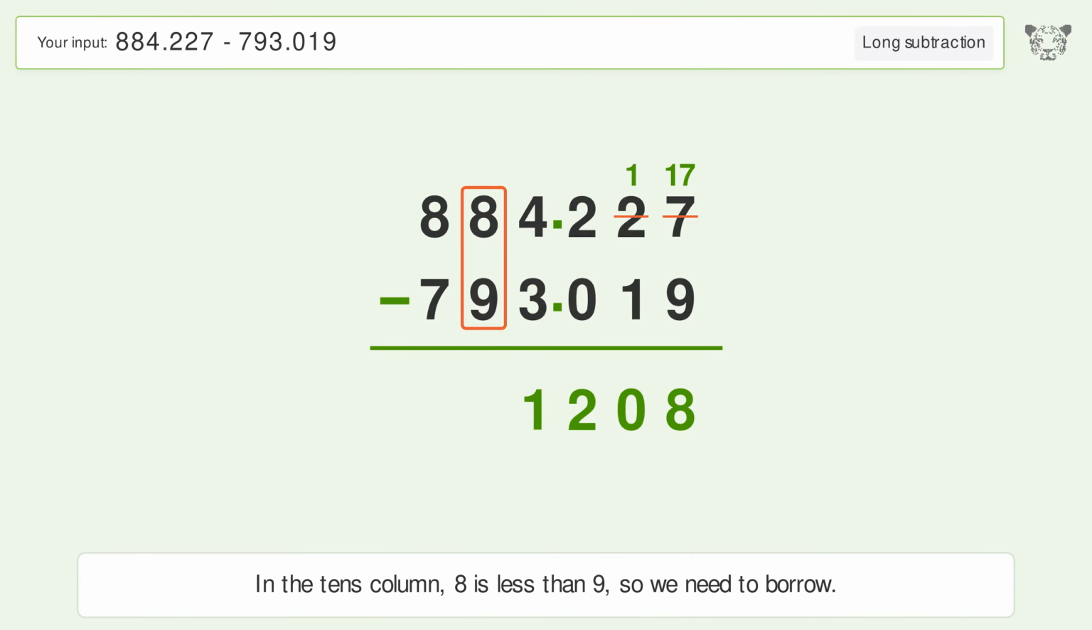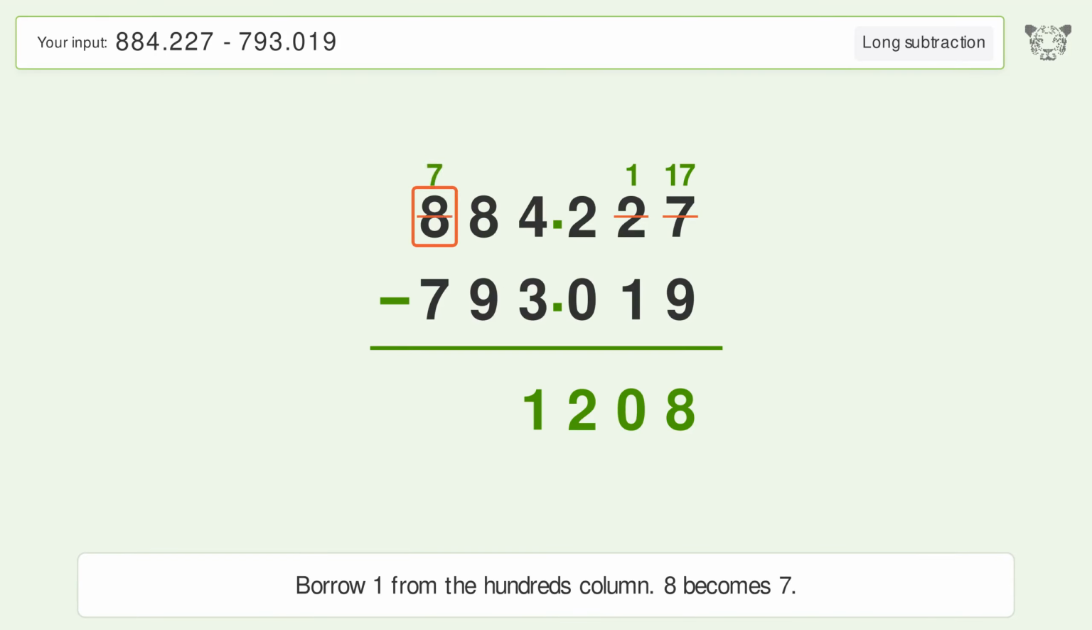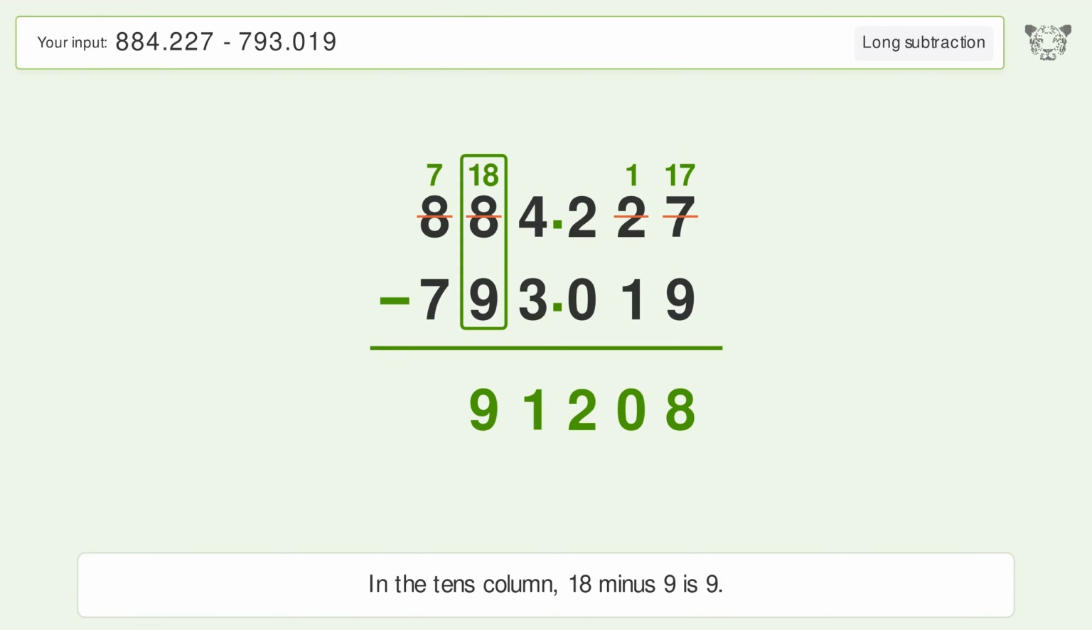In the tens column, 8 is less than 9, so we need to borrow. Borrow 1 from the hundreds column. 8 becomes 7. The 8 in the tens column becomes 18. In the tens column, 18 minus 9 is 9.